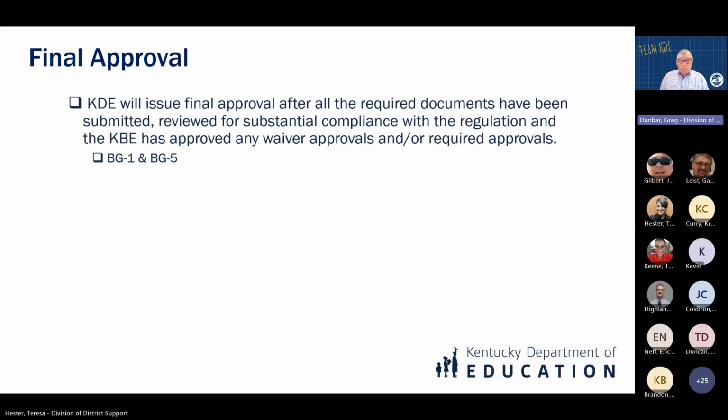Final approval. KDE will issue final approval after all the required documents have been submitted, reviewed for substantial compliance with the regulation, and KBE has approved any waiver approvals or required approvals. Any waiver request, should say. And the reason that BG1 and BG5 is here, those documents are included in the process. Next slide, please.